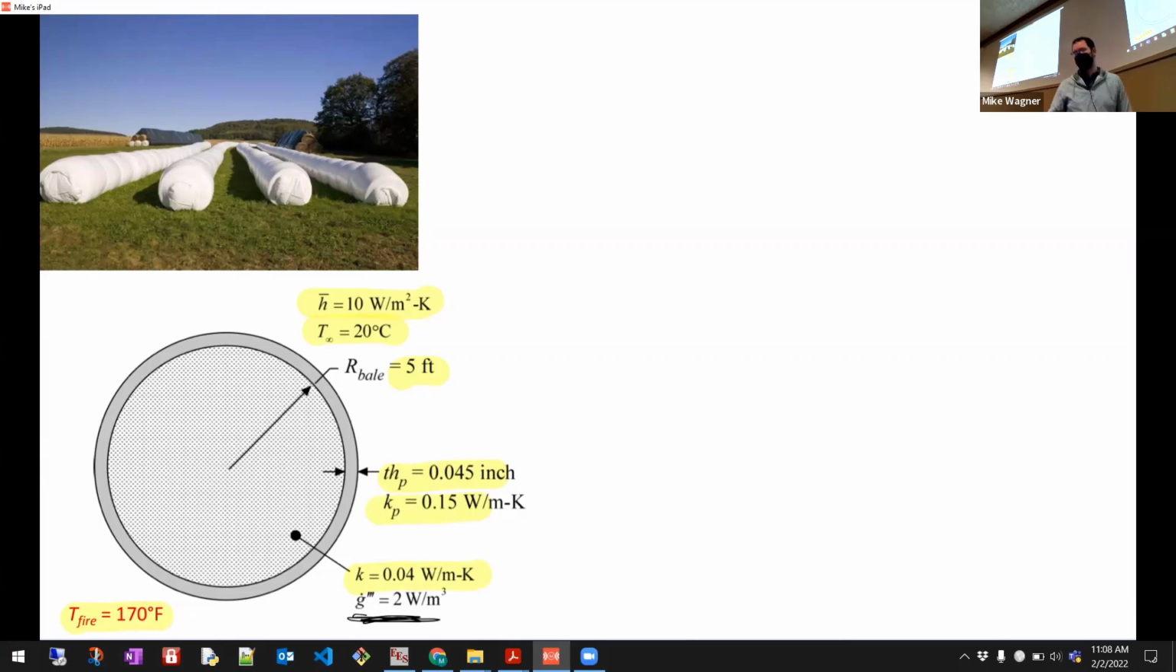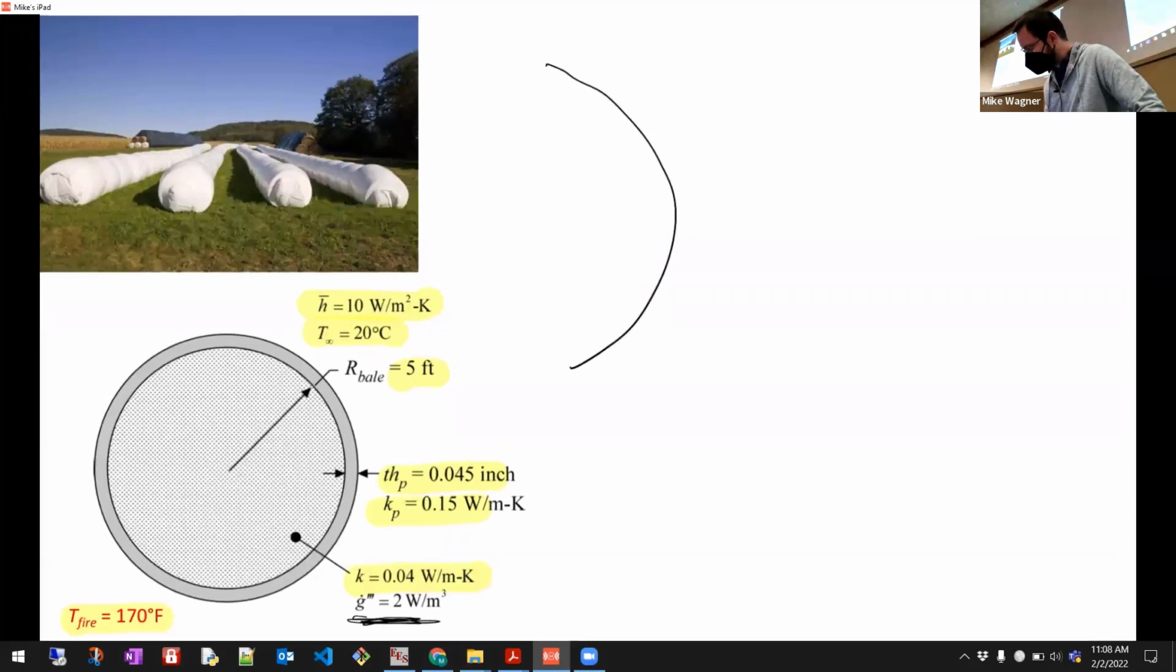Okay, so let's solve this problem using the analytical approach that we started with a couple lectures ago. Let's draw this out. Here's a portion of the hay bale, and let's say this over here is the center point. So I'm going to draw a differential control volume.